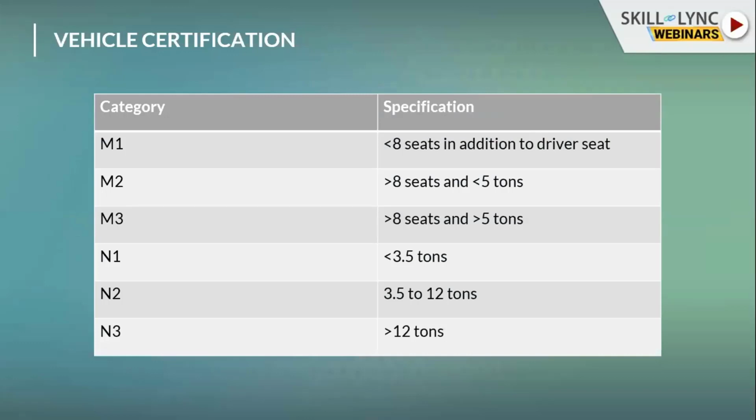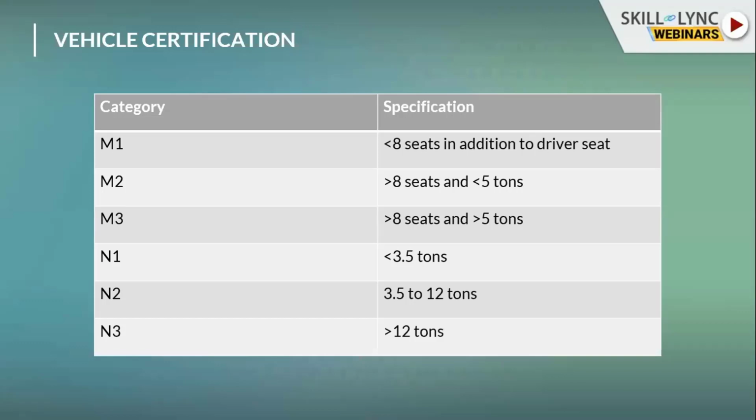The M1, M2, M3 represent the vehicles which are allowed to carry passengers. M1 will usually be the cars. M2 will usually be the tempo travelers. M3 will be the buses, or school buses, or the bigger buses.